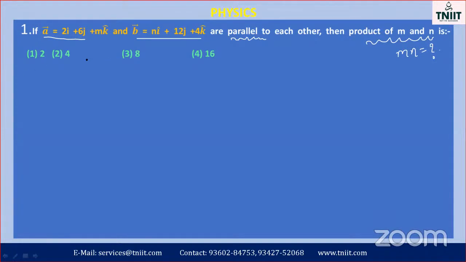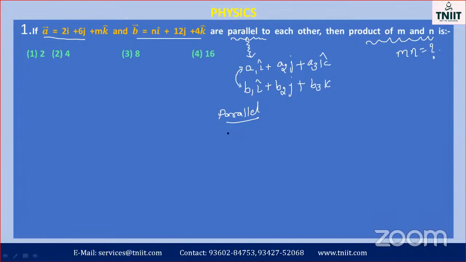Now what is the condition for the parallel, students? If any two vectors are parallel, let us say A1 into I cap plus A2 into J cap plus A3 into K cap, and the second vector B1 into I cap plus B2 into J cap plus B3 into K cap. If these two vectors are parallel, what's the condition? The ratio should be proportional. That is, A1 by B1 must be equal to A2 by B2, that should be equal to A3 by B3.